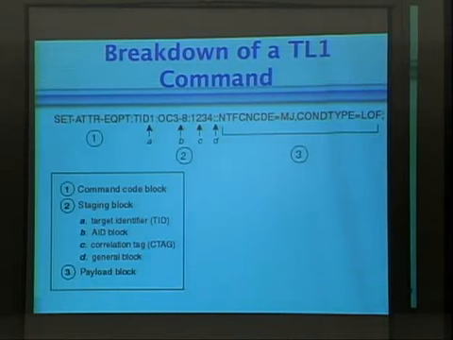And here is a breakdown of a TL1 command. In number 1, the command code block, there is a command called set attribute equipment. In number 2, it's called the staging block, which has the name of the device, the port identifier, and the sequence number, which is like old school BASIC 10, 20, 30. The third part contains the parameters. In this example, 1 is setting the attribute of the OC3 to be in major alarm severity of loss of frame.